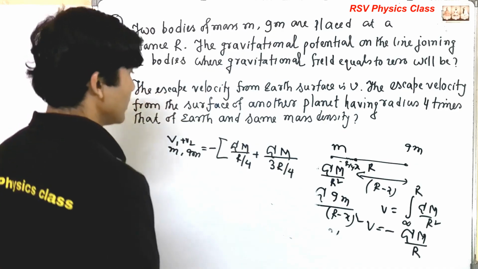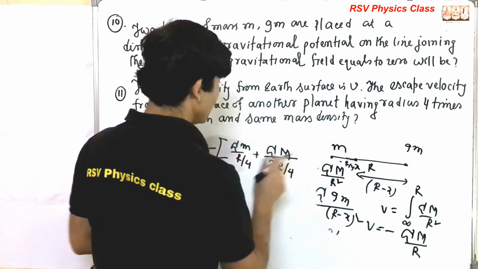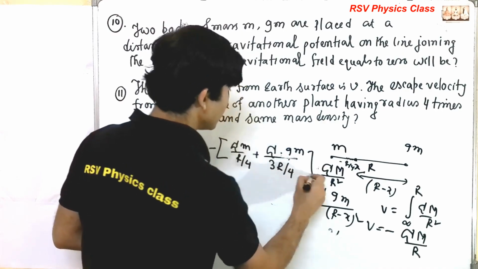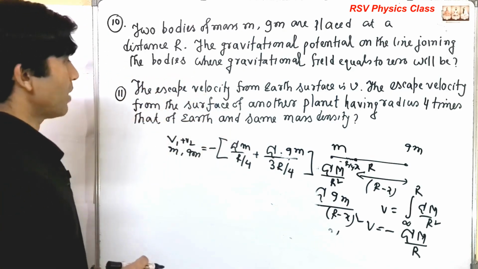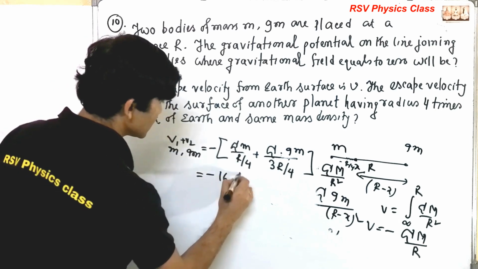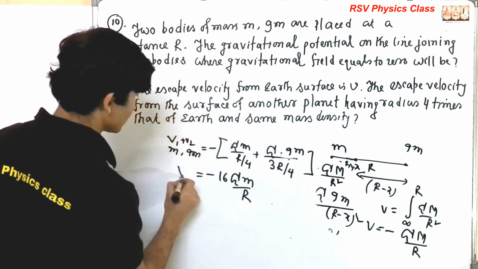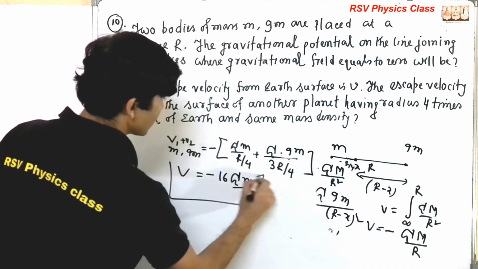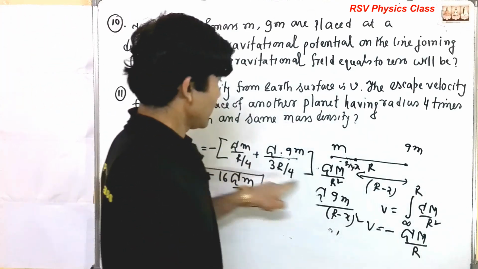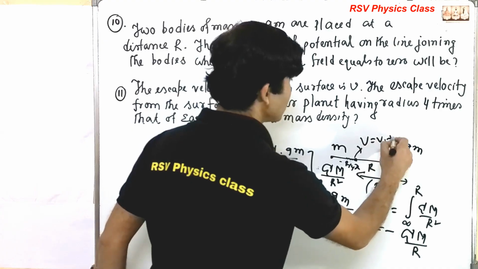Multiplied by m, small m, and this will be 9m. So on top what will be 12 plus 4, 16, so equal to minus 16 GM over R. So this is the total potential. Now understood? So the potential at this point is V1 plus V2.